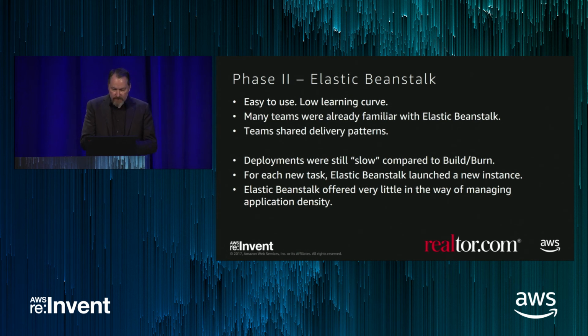The problem was that for each new task, at least Elastic Beanstalk launches a new instance. You can run multiple tasks per instance, but if you've configured it that way and you need one more task, it's going to launch 2 more tasks on one instance. And it offers very little in the way of managing that application density. So for those reasons, we were running too many systems, and we weren't meeting the requirements of faster deployments and lower cost.